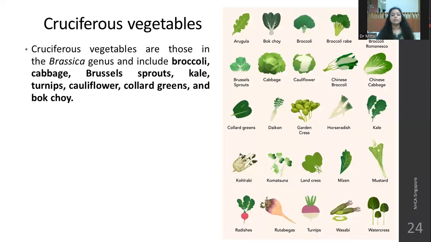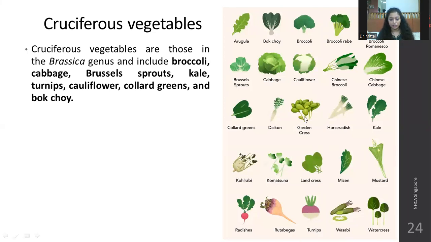Cruciferous vegetables are those in the Brassica genus, like broccoli, cabbage, Brussels sprouts, kale, turnips, cauliflower, collard greens, bok choy. Most of these are not found in the rural parts of India or other small towns. Only in major cities, in hypermarkets, you will find Brussels sprouts, broccoli, collard greens, bok choy. Bok choy is used in Chinese as well as Korean cuisines.